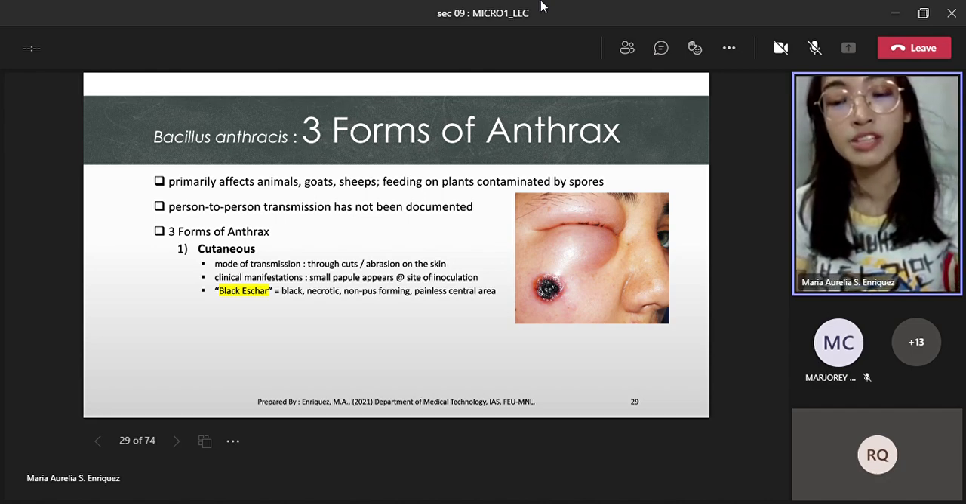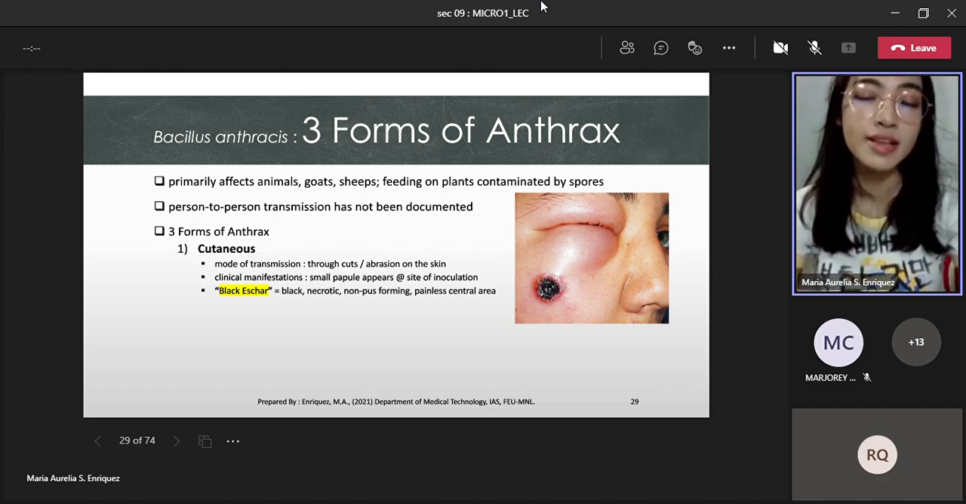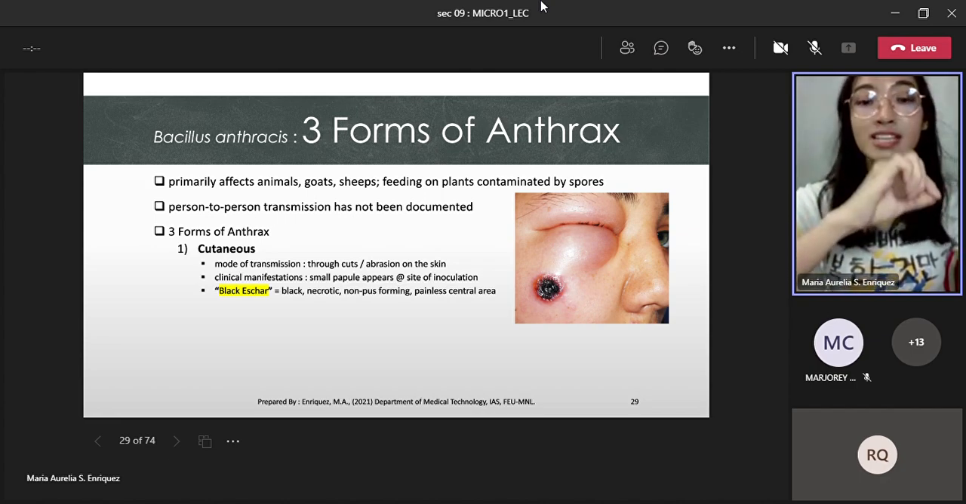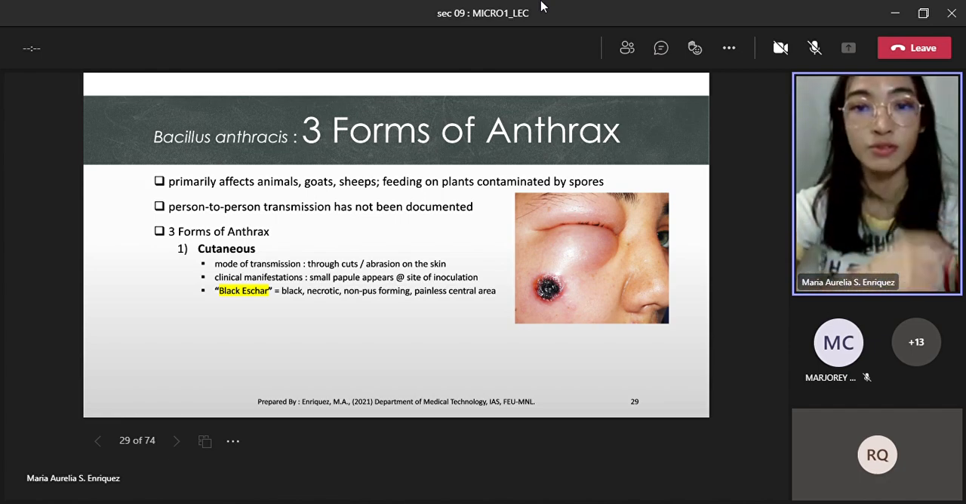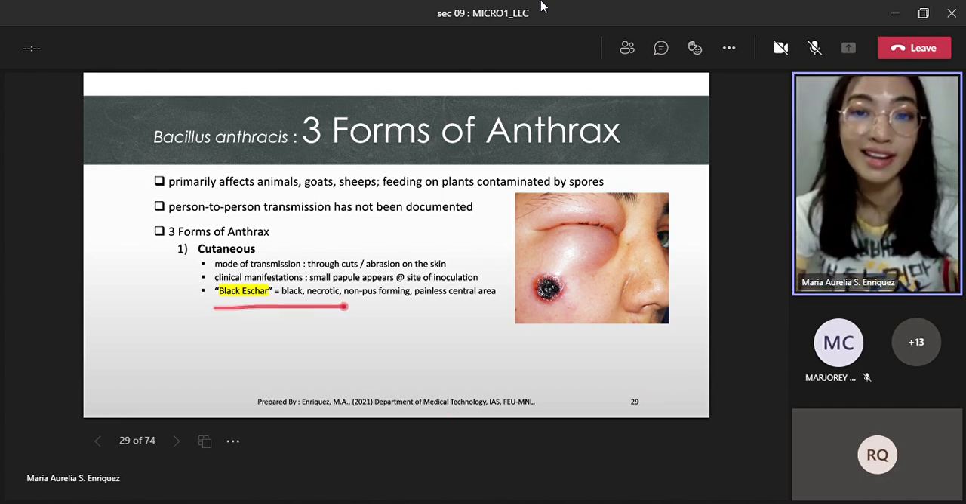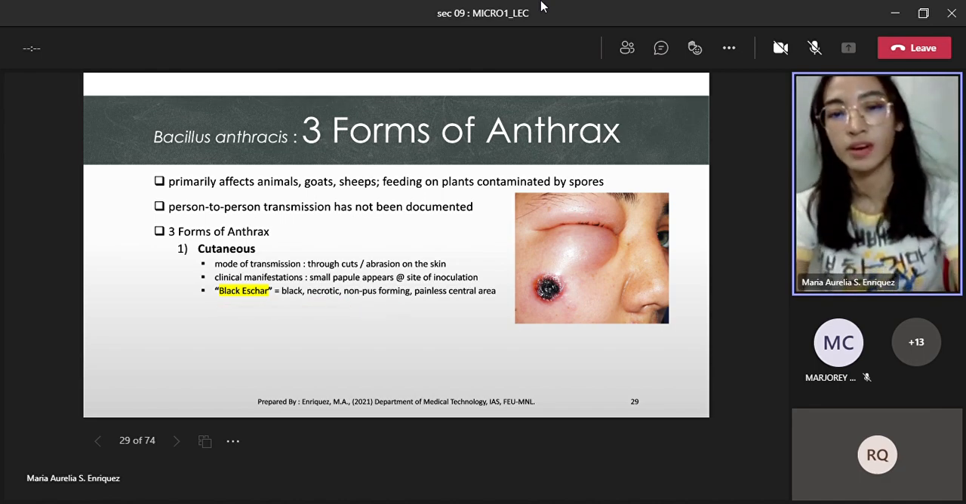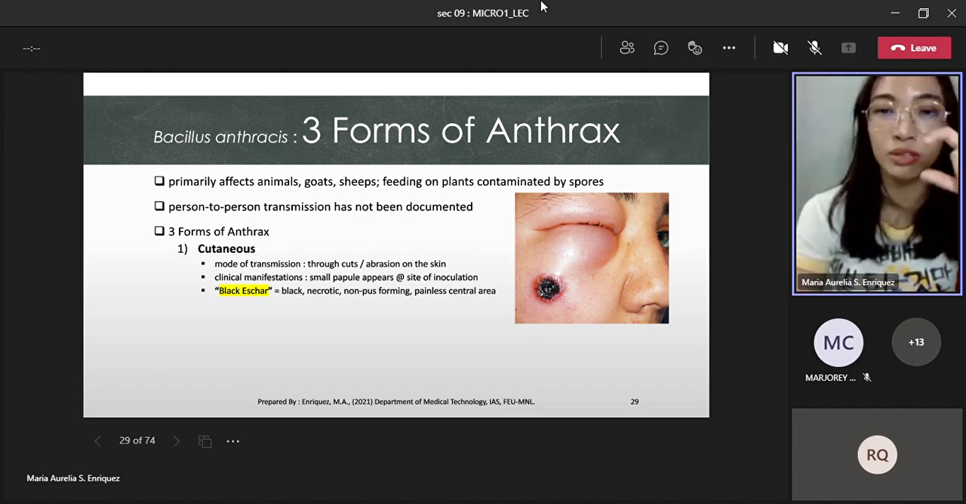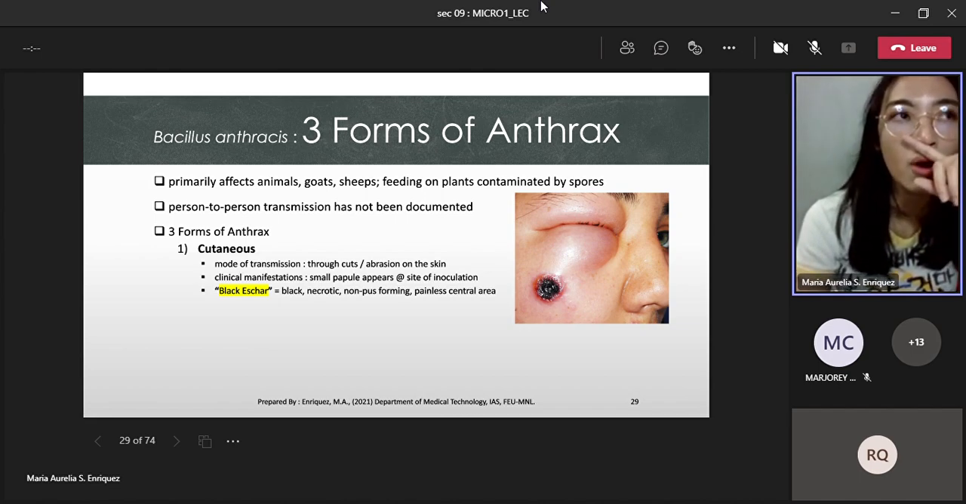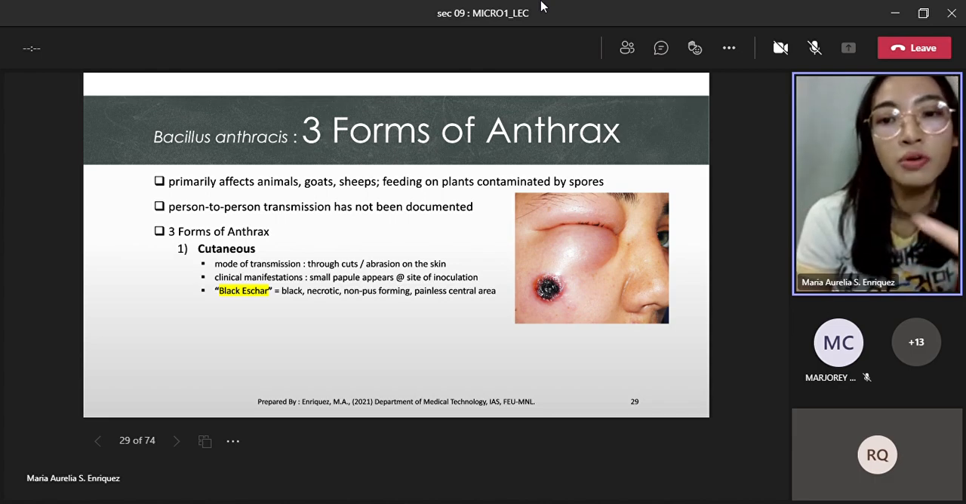And then there would be a small dark area that appears in the center of the ring, and eventually this would ulcerate and dry and form a depressed black necrotic central area. So ito po yung tinatawag na black eschar, as shown here on the top right picture. Okay, so this eschar is normally 1 to 3 centimeters in diameter, or approximately 1 inch, and it may be more extensive, and this would only begin to heal after 1 to 2 weeks. So medyo matagal po yung healing process ng black eschar.